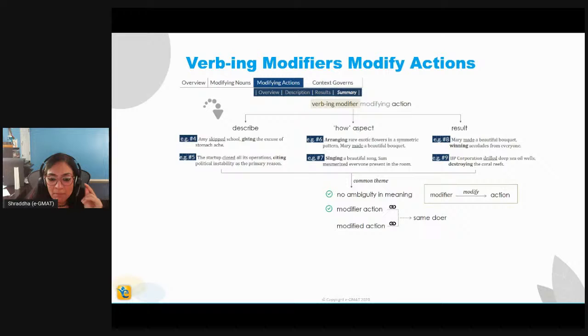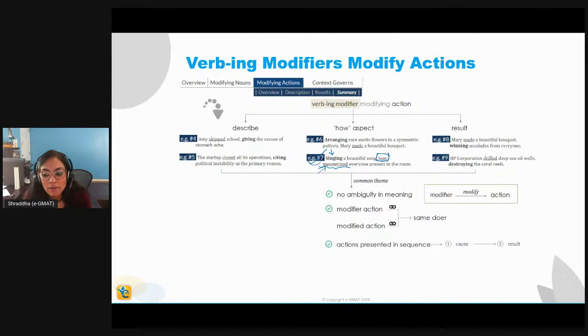The next criterion that we must keep in mind is that the doer of the modified action and the doer of the modifier action must be the same. If you take a look at all these sentences, you will see that the doer of the modified action and the doer of the modifier action are the same. Let's take this example: singing a beautiful song, Sam mesmerized everyone. Who did the action of mesmerizing? Sam did it. How did he do so? He did so by singing a song. So the doer of this action and the doer of this action are the same. It is Sam. So this is another criterion to keep in mind while using the comma plus verb-ing modifier correctly in a sentence.